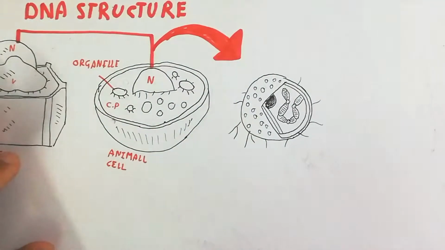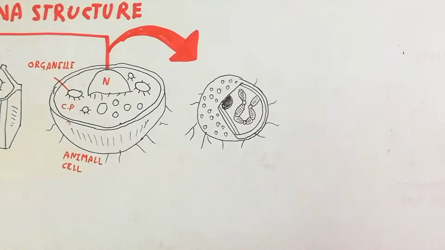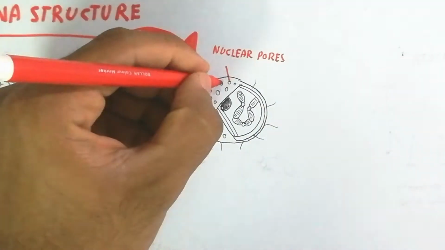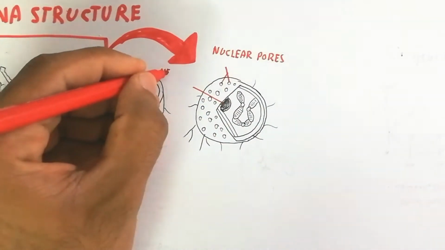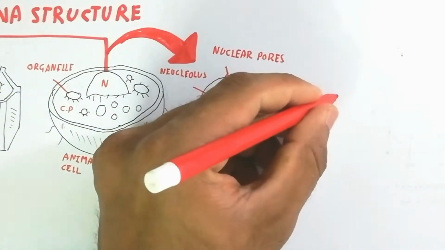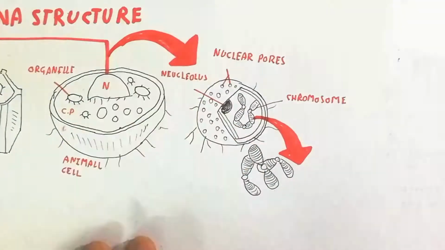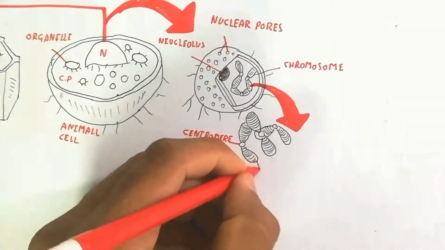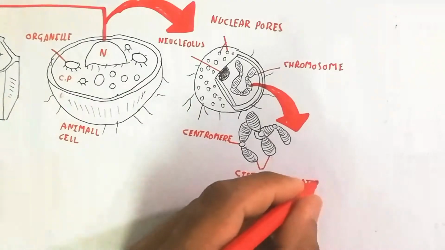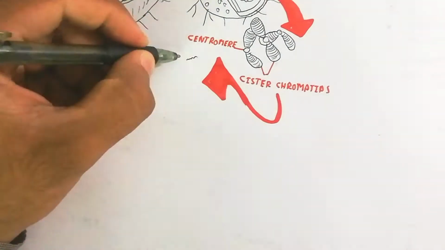Now we will talk about the nucleus, which contains the nucleolus and chromosomes. Human beings have 46 chromosomes, which is 23 pairs of chromosomes. Here is the nuclear pore, which is used for messenger RNA and transfer RNA, as well as the ribosome, going outward into the cytoplasm for translation. Here is the chromosome, which contains the centromere and sister chromatids. That is the basic structure of the chromosome.